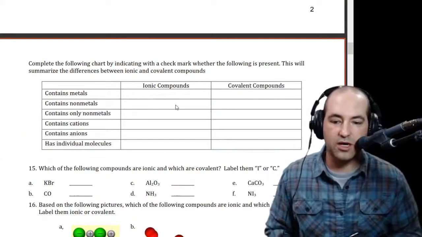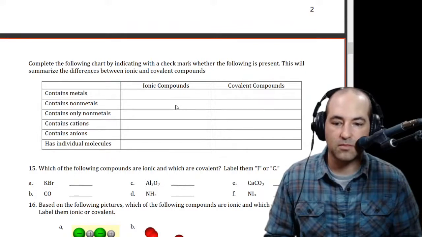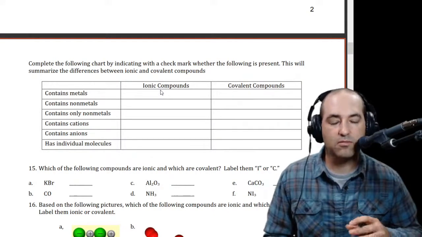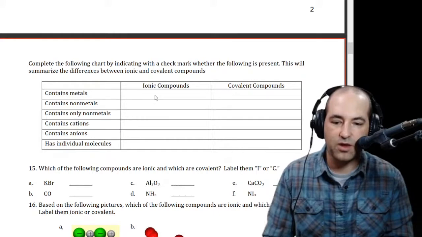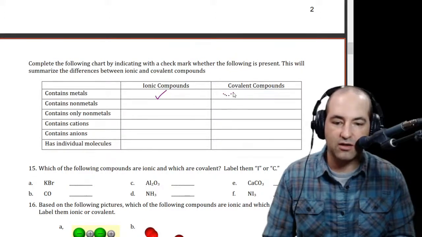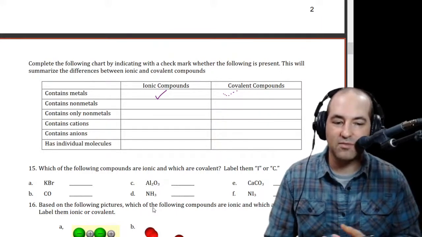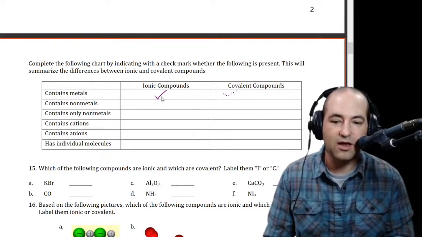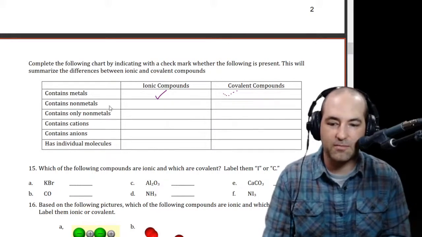So let's look at a quick checklist here. I'm going to put a check where things are definitely true, and then something else where they're not true. So ionic compounds can contain metals. Covalent compounds, I'm going to put like a dotted check because metals can be in covalent compounds, so I'm not comfortable just saying that that's wrong. But for our purposes in our class, we're not going to see those kinds of compounds. So we can say if we see a metal, it's going to be an ionic compound.